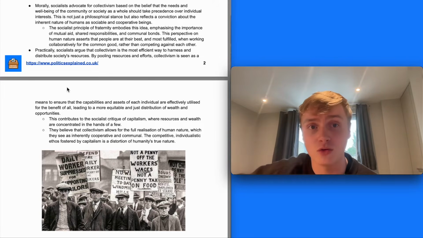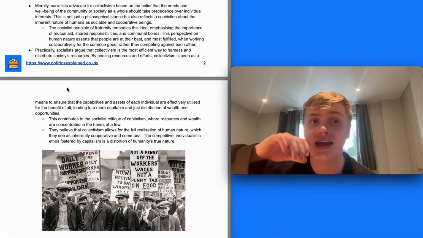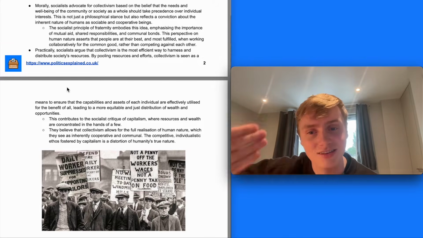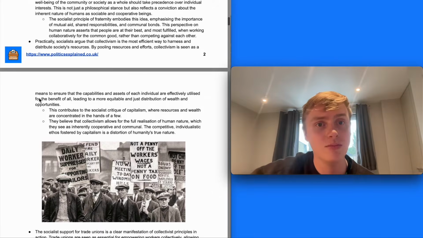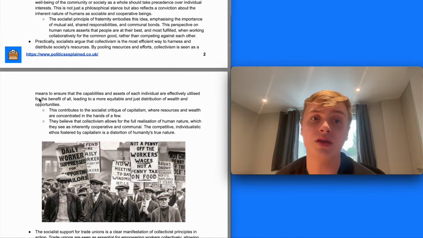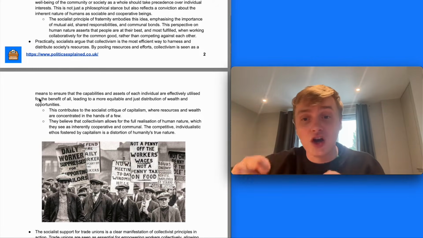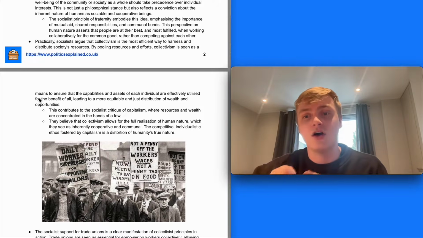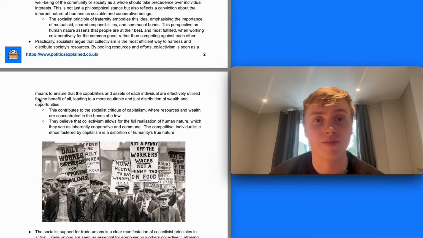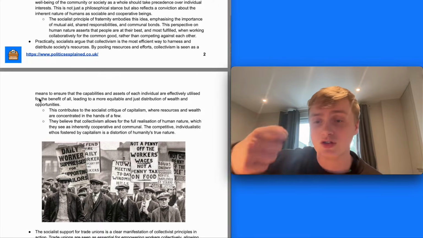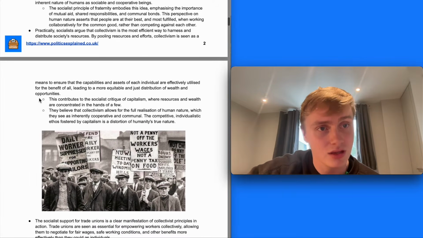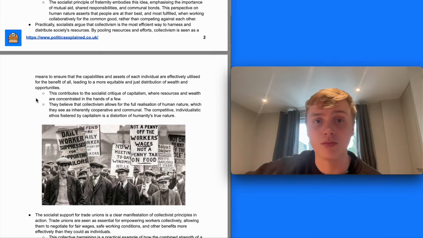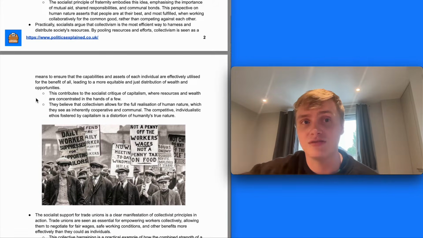It's not just a philosophical stance, but also reflects a conviction about the inherent nature of humans. They believe that it is natural for humans to be sociable and cooperative beings. And it embodies the idea of fraternity. Fraternity is another key idea of socialism, which emphasizes the importance of mutual aid, shared responsibilities, and communal bonds between members of society. And it asserts that humans are at their best and most fulfilled when working collaboratively for the common good.